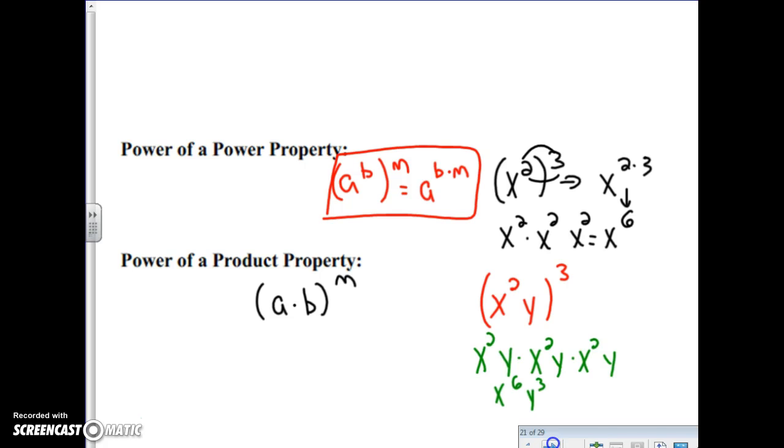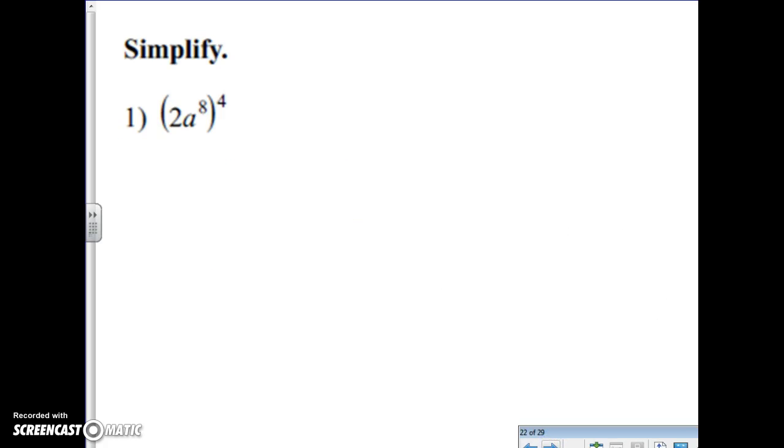So what does this mean? Well, what this means is that if I would have just done x squared to the third, y to the third, I would have gotten the same answer here of x to the sixth, y to the third. So all I have to do is take each of these quantities to the power. I just have to take a to the m and b to the m. So let's kind of apply this in a couple circumstances.